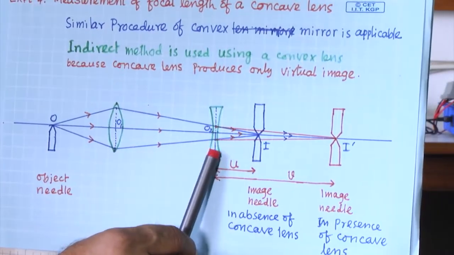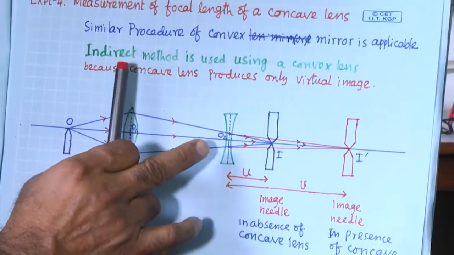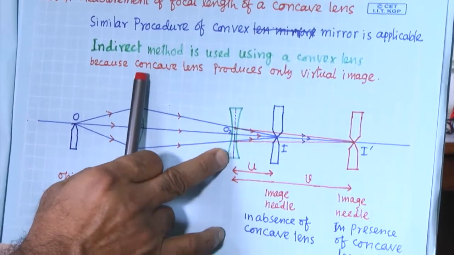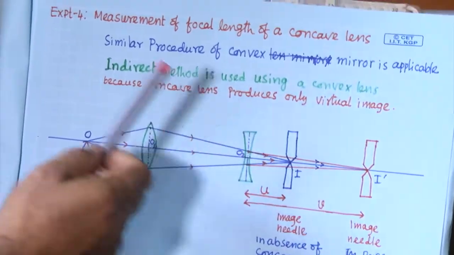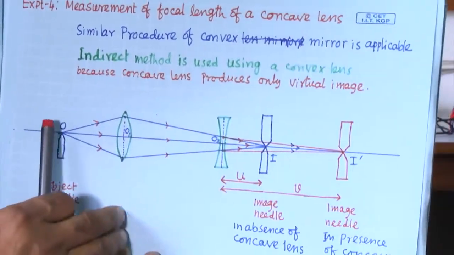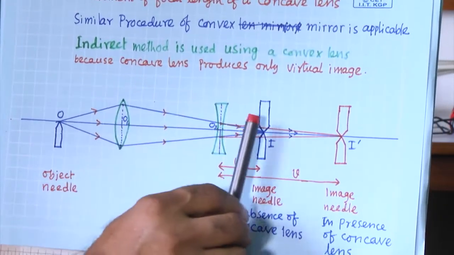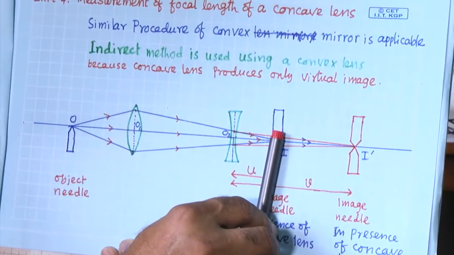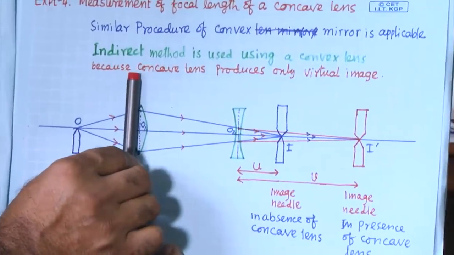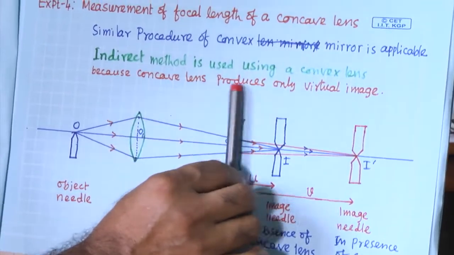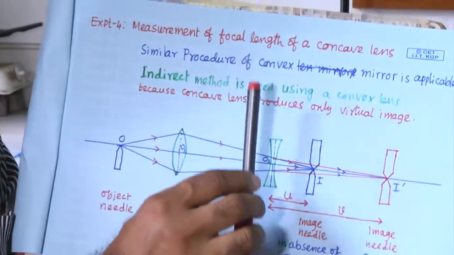Now, what will I do? I will put the concave lens, whose focal length we want to measure, between the convex lens and the image formed by the convex lens. So, somewhere here between these two we will put this concave lens.